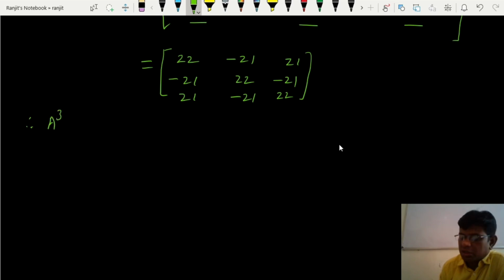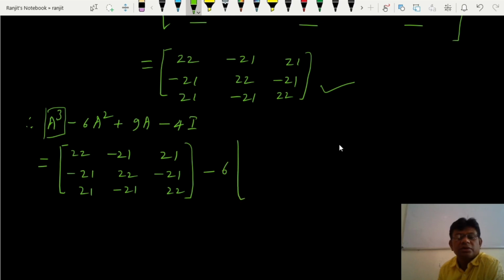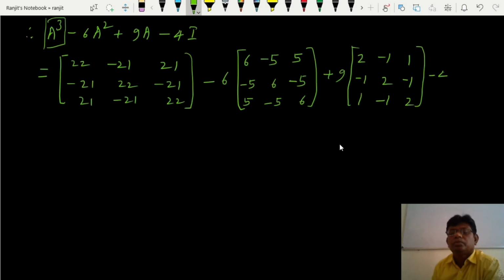Therefore, A to the power 3 minus 6 times A square plus 9 times A minus 4 times I. Now A to the power 3 matrix minus 6 times A square plus 9 times A minus 4 times I, where I be the identity matrix of order 3 by 3: 1 0 0, 0 1 0, 0 0 1.